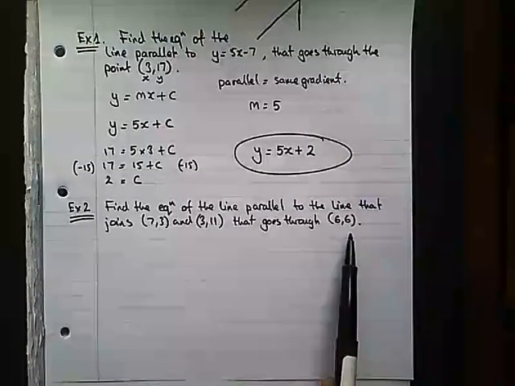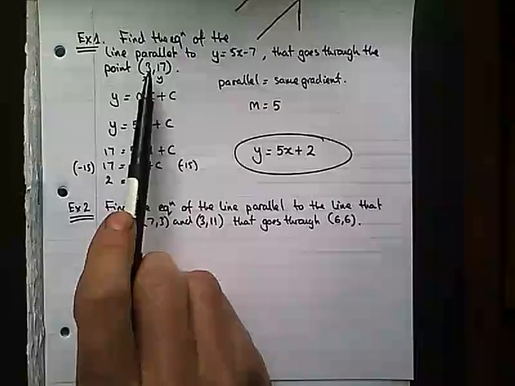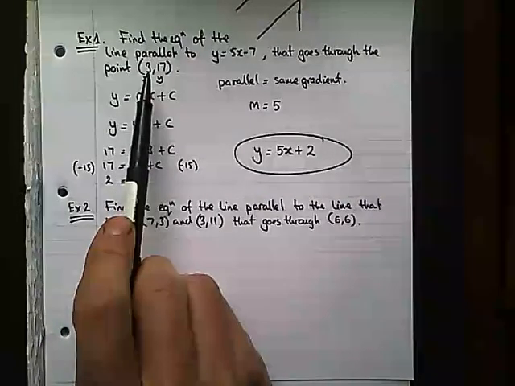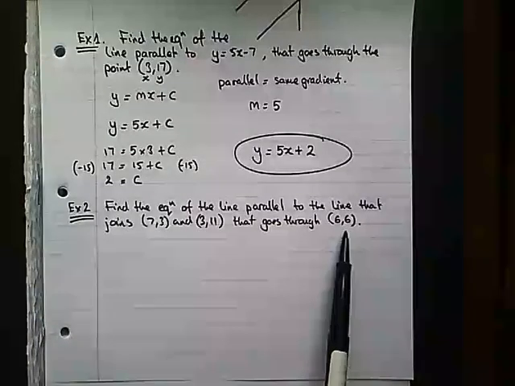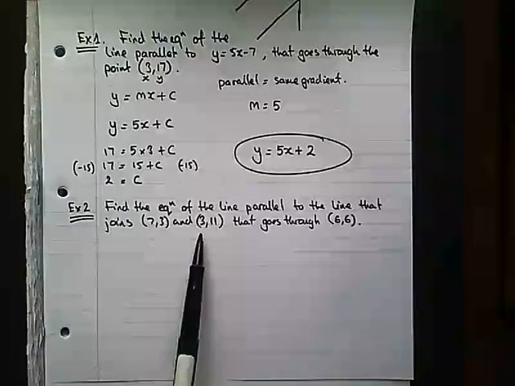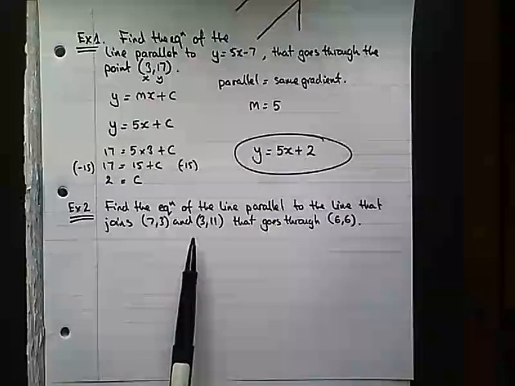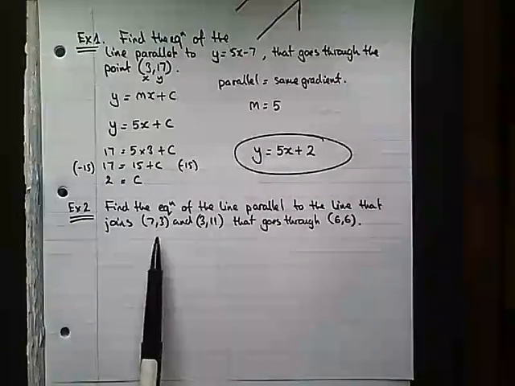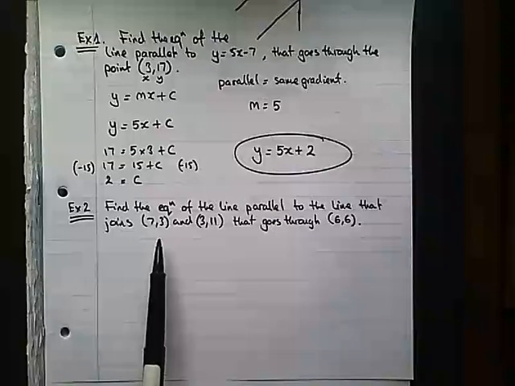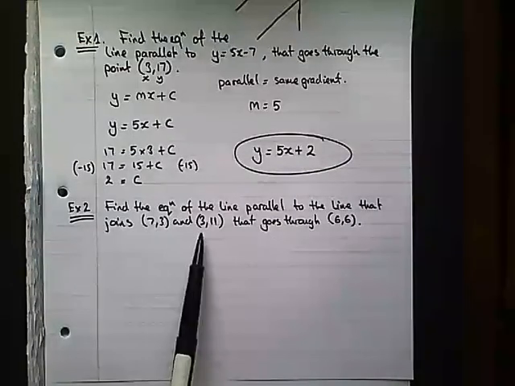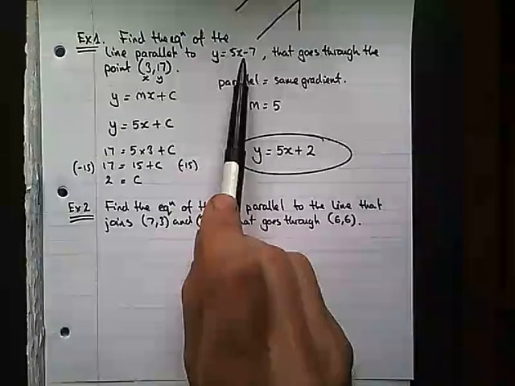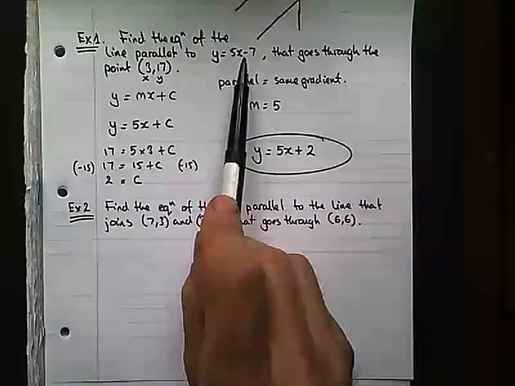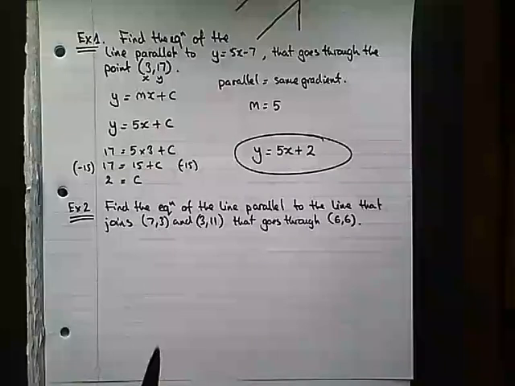So I used 3, 7 last time because that was the point at which it went through. So once I've worked out the general form, I will use 6, 6. But they haven't given me the equation of the line. What they've given me is the 2 points that the line goes through. So I'm going to have to work out the equation of the line first, something that they gave me on its own originally before.